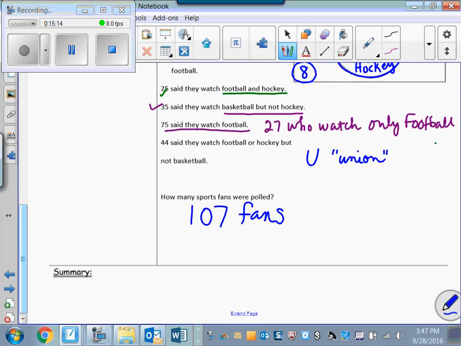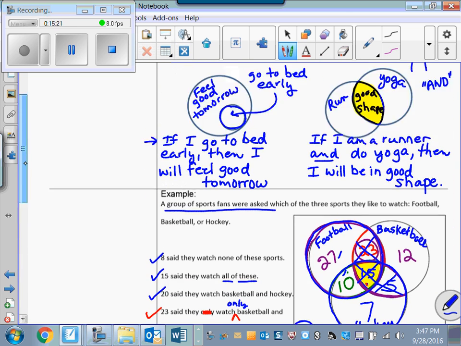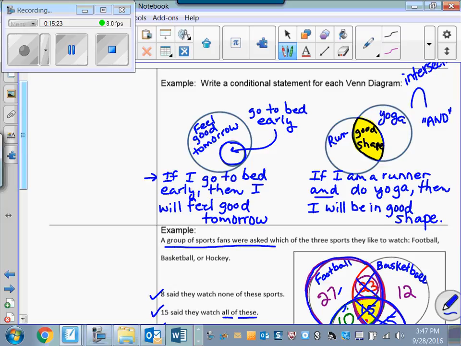Be sure to write yourself a summary. Look back over these Venn diagrams, and I promise you, do not fear if you are a little bit confused. We have much practice to do in this area in class next time.